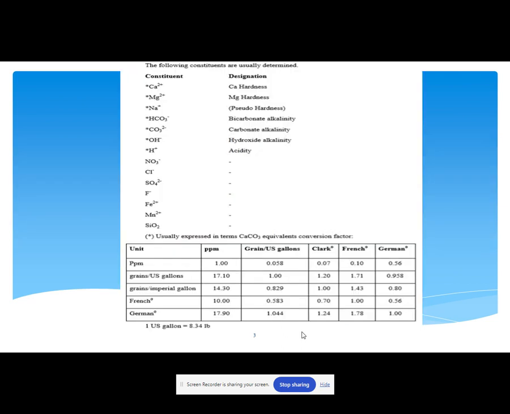We have to analyze different constituents in water. They are calcium hardness, magnesium hardness, sodium hardness also known as pseudo hardness, bicarbonate alkalinity, carbonate alkalinity, hydroxide alkalinity and acidity. The table shows the interrelationship between different units of hardness. They are ppm, grains per gallon, degree Clark, degree French, and degree German. We are aware that 1 ppm is equivalent to 1 milligram per liter, equivalent to 0.058 grains per gallon, 0.07 degree Clark, 0.10 degree French, and 0.56 degree German.